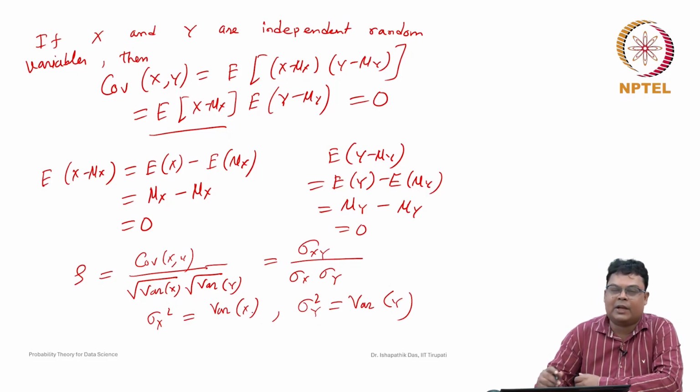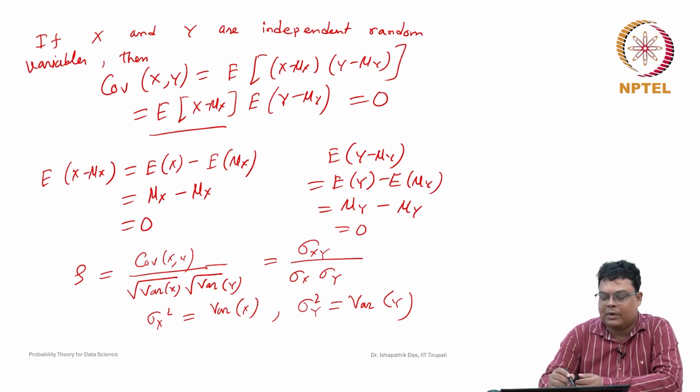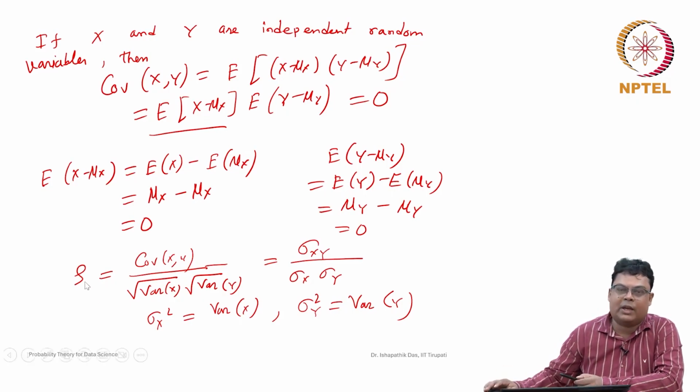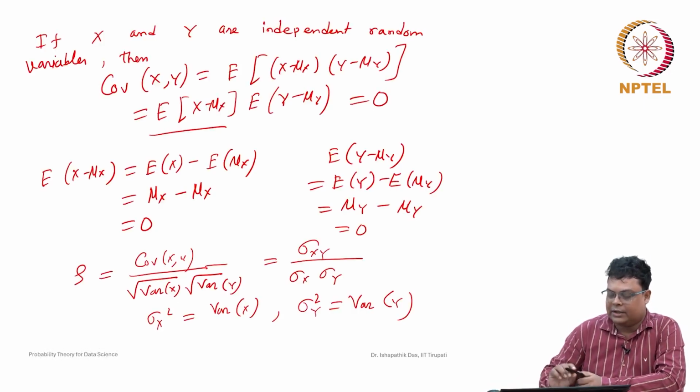Now, what is the significance of the correlation coefficient? It gives some kind of measure of association between x and y. If they are independent random variables, their covariance will be 0. Similarly, the correlation will also be 0 if x and y are independent. The correlation coefficient is a unitless quantity, because we are dividing by sigma_x sigma_y.